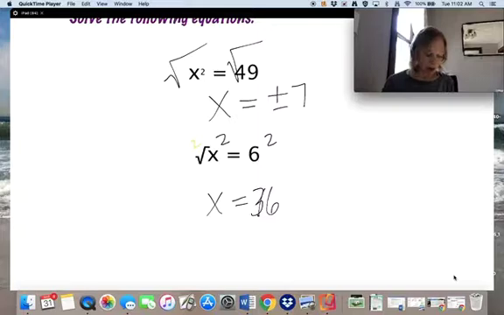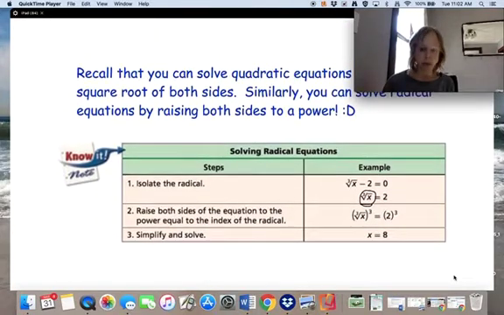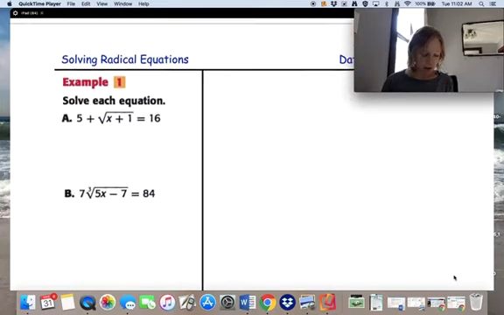Okay? Now, if we look at the example on the chart here, the index here is 3. And so what we would do is we would cube both sides. And then you'll simplify and solve as you know how to do well. Okay, so let's try a couple together.